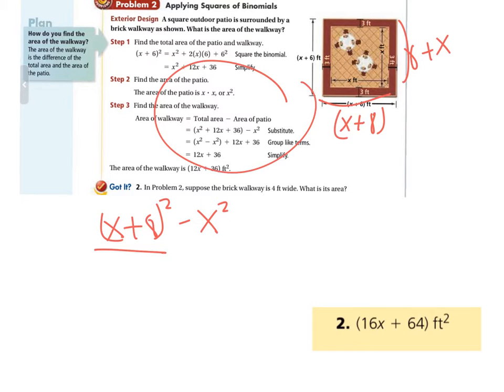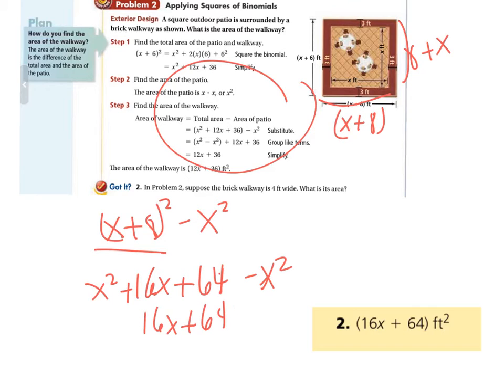So, following the pattern here, this is x squared plus 16x in the middle plus 64. Because again, 8 times x is 8x, double it, 16x. Minus our x squared leaves us with just 16x plus 64. And again, we have to label that, and I'm going to put parentheses around it because the label's for the whole thing, not just the 64.